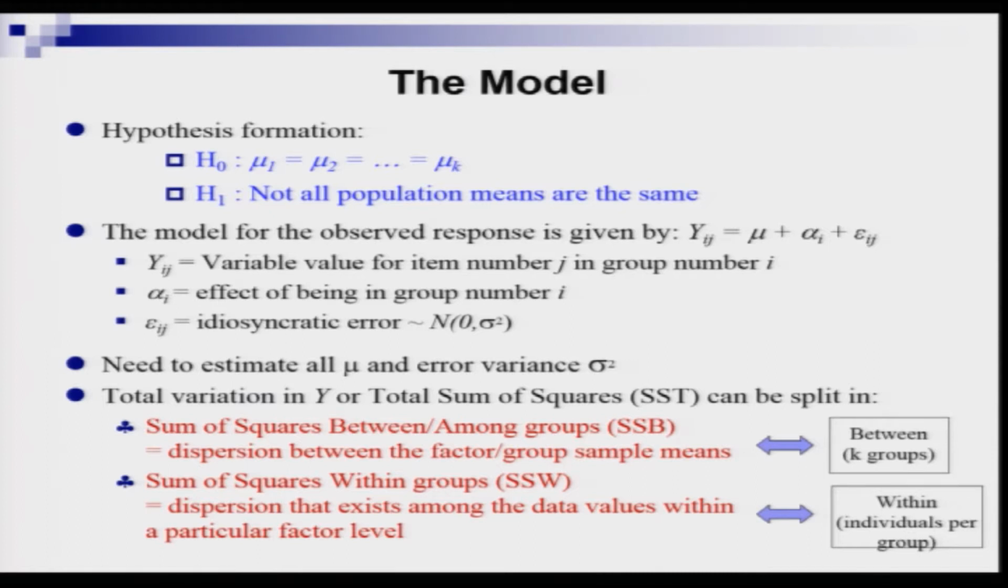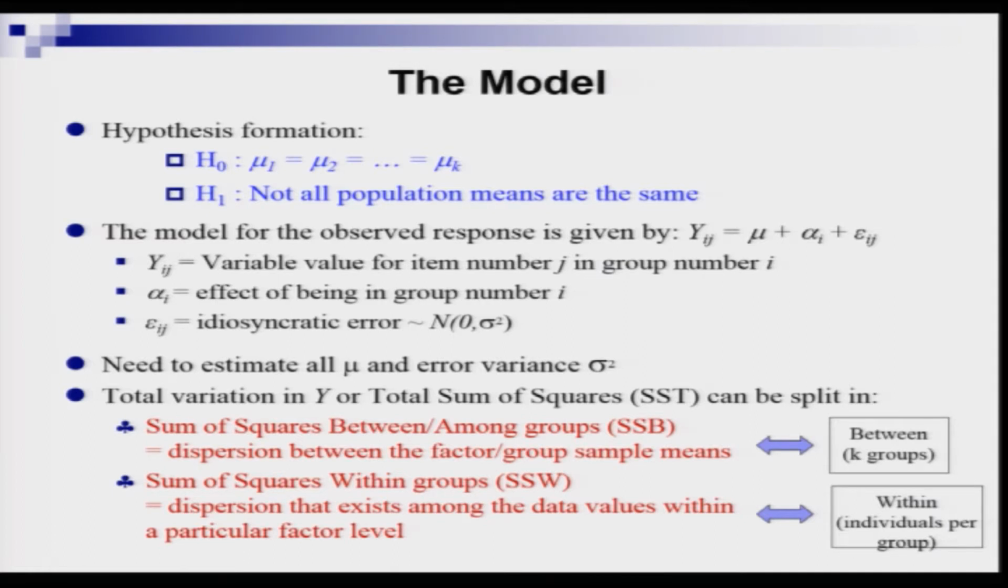The next bullet point shows you the mathematical model, the equation, and that says that any particular observation y_ij, where let me remind you again, i denotes the group. So i will take values from 1 to k, and j is the index of observations in a particular group. So j will take values from 1 to n_i, where n_i is the number of observations in the sample for group i.